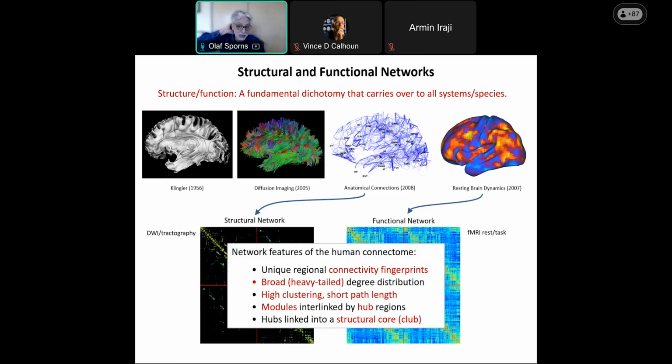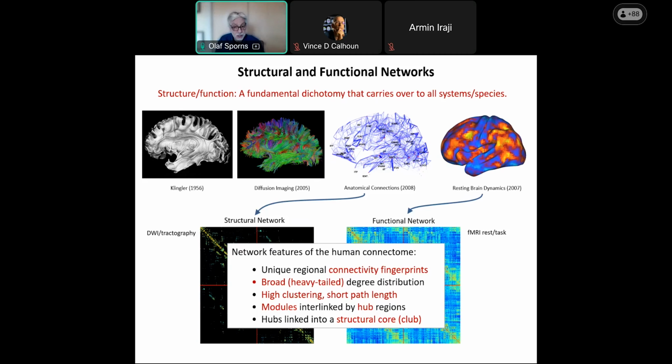There was a broad, heavy-tailed degree distribution, high clustering and short path length, the two hallmarks of small worldness. And we found evidence for modules interlinked by hub regions, and the hubs themselves weren't isolated, but also shared connections with each other, more so than expected by chance, a feature that we initially called a structural core, later on became called a rich club.